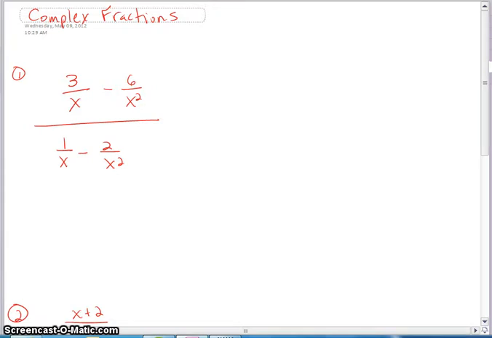So for example, I've got 3 over x minus 6 over x squared divided by 1 over x minus 2 over x squared. So I'm asking you to first do the numerator, second, do the denominator, and then divide them. So we've rewritten it so it looks like this.